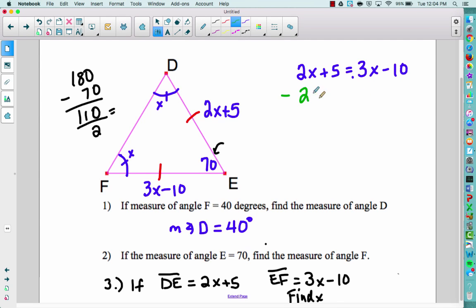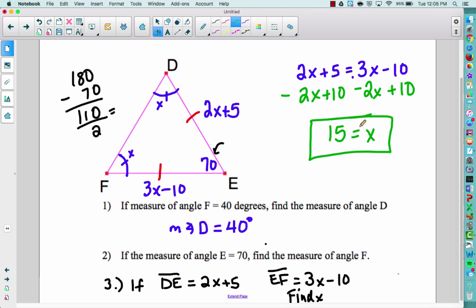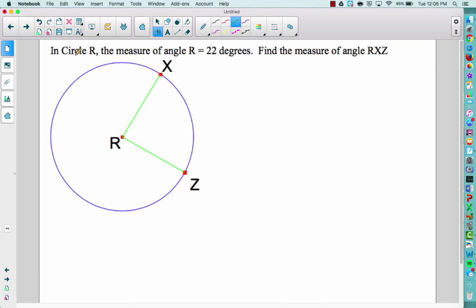So I'm going to subtract 2x from both sides, and I'm going to add 10 to both sides. So I get 15 equals x. And if I wanted to, I could also find their length, but for now we're going to leave it like that. Okay? All right. Next page.